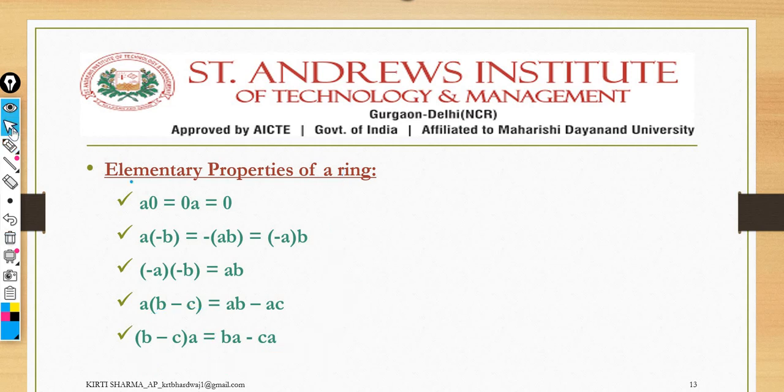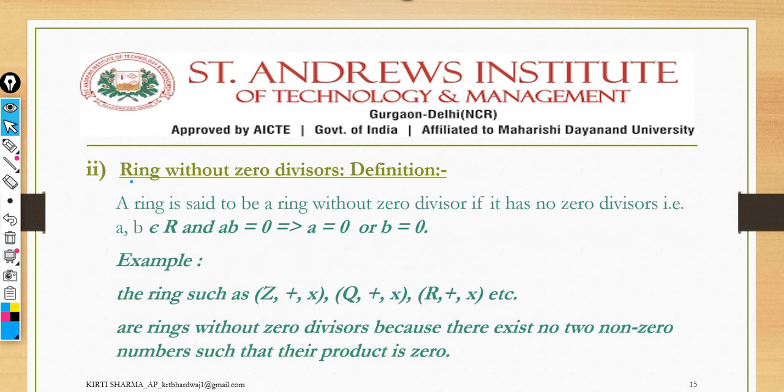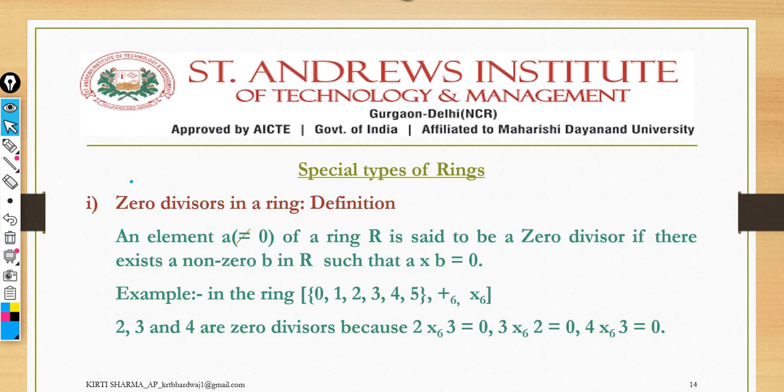Okay, so the next thing that we have to understand is that there are some special types of rings available here, like zero divisors in a ring and rings without zero divisors. First you have to understand what we mean by zero divisors in a ring. Basically, zero divisors mean you're taking an element A, and it should be a non-zero element. Make sure of one thing, it should be non-zero, because if you take zero and try to find the divisor, anything divided by zero is not defined from the mathematics point of view. So that's why it should be non-zero. Okay?